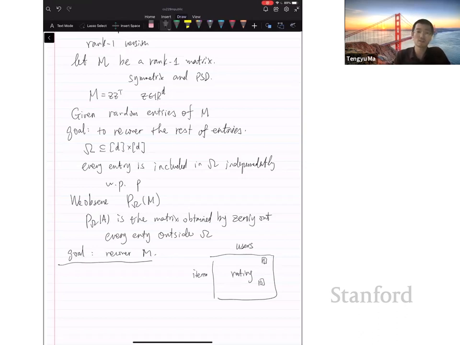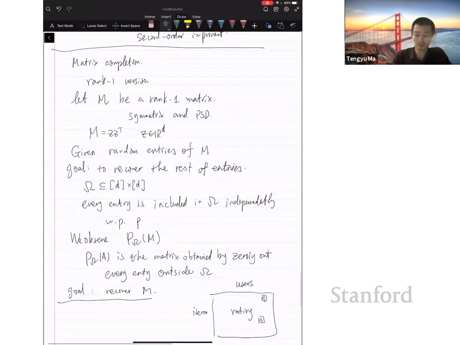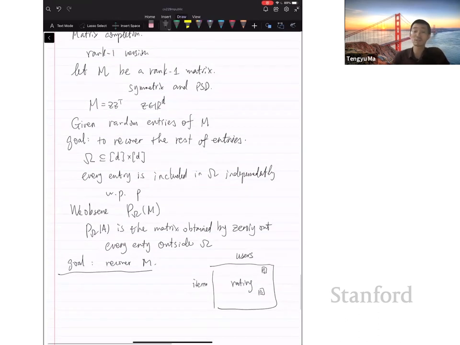Using the fact that you have a low rank structure in M, right? Because how come you can recover the rest of the entries? If there's no structure in this matrix M, there's no way you can recover the other entries, because they can be arbitrary. So that's why you have to assume that the matrix M has some low rank structure or some other structures.